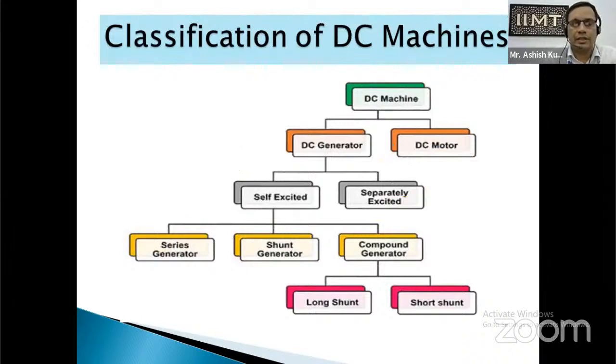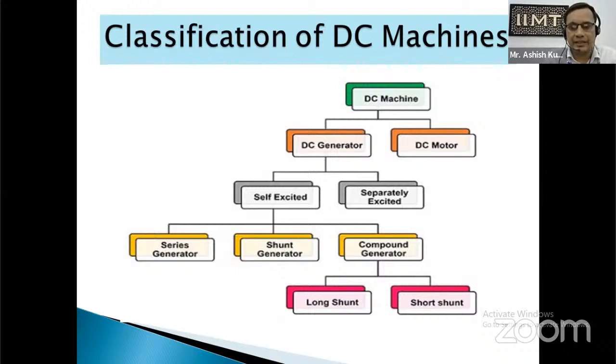While we are talking about the classification of DC machines, a DC machine can be classified into a DC generator or motor, depending upon whether it produces electric current or mechanical energy. Further, a DC generator or DC motor is classified into two categories, that is self-excited and separately excited.